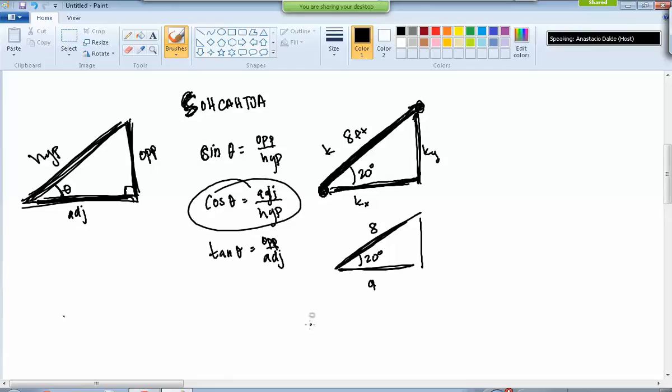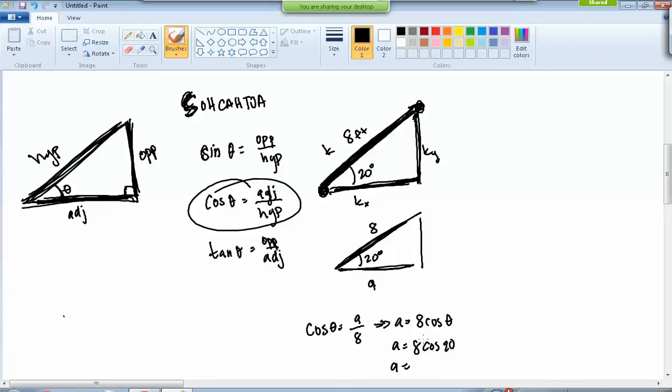So all you're saying is the cosine of theta is equal to A over 8. Agreed? And if I ask you to solve for A, what is A? All you do is A equals 8 cosine theta, which is A equals 8 times the cosine of 20, and you plug that into your calculator. And by the way, you need to make sure your calculator is in degrees mode for this particular problem.